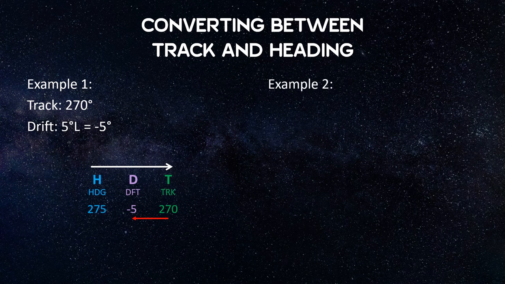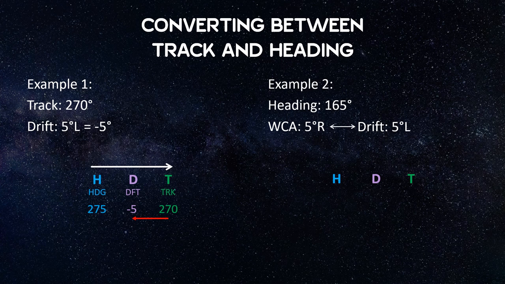Example 2. Heading 165 degrees, wind correction angle is 5 degrees right. As we have seen before, wind correction angle is the opposite of drift. That means a wind correction angle of 5 degrees right is equal to 5 degrees drift to the left. Insert the column with the appropriate value. Our calculation direction is to the right, as shown on the screen, and it is the same as the general direction. Thus, track is equal to 165 minus 5, which gives us 160 degrees.